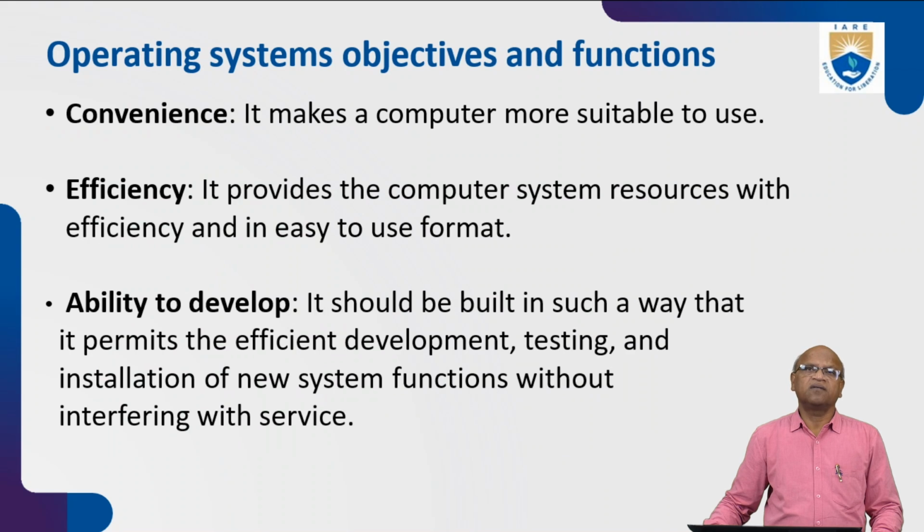So operating system objectives and functions. It makes a computer more suitable to use, with efficiency. It provides the computer system resources efficiently and in an easy-to-use format. So that is the basic fundamental thing we require. The operating system is an interface between the user and the hardware. Ability to evolve: it should be built in such a way that it permits the efficient development, testing, and installation of new system functions without interfering with service.